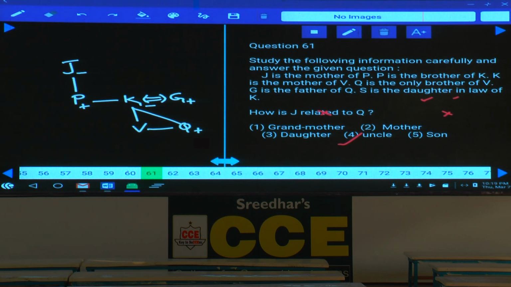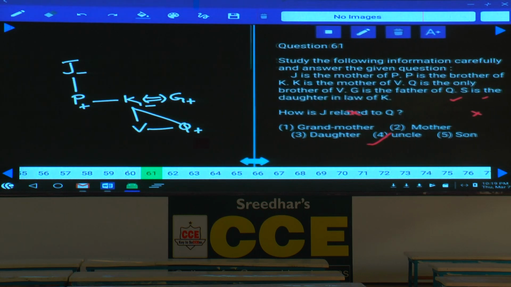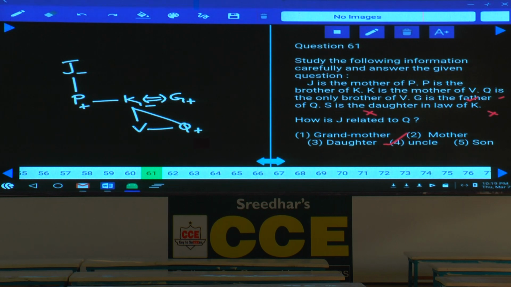J is the mother of P. P is the brother of K. K is the mother of B. And Q is the only brother of B. G is the father of Q. And S is the daughter-in-law of K. As S is the daughter-in-law of K, this S is the wife of whom?